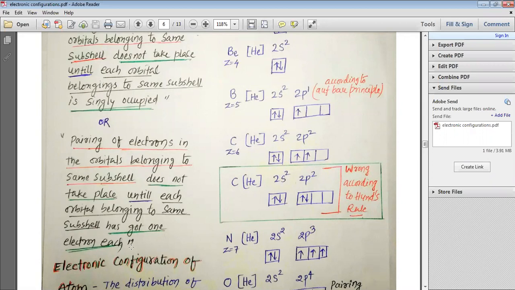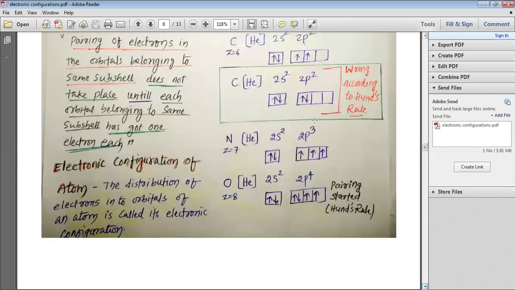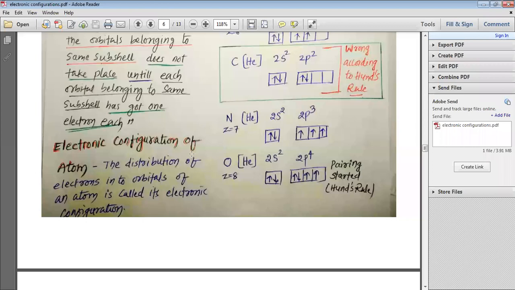Now if we understand it with examples, we will understand it better. Let us start studying electronic configuration. If you are asked to define electronic configuration, we can write the definition as: the distribution of electrons into the orbitals of an atom is called electronic configuration. When we know the atomic number of an element, the same number of electrons are present in that particular element in its ground state or neutral state.